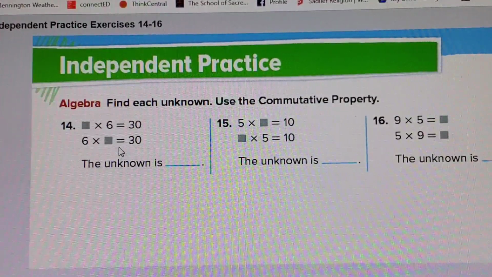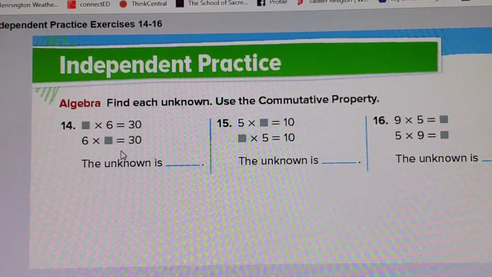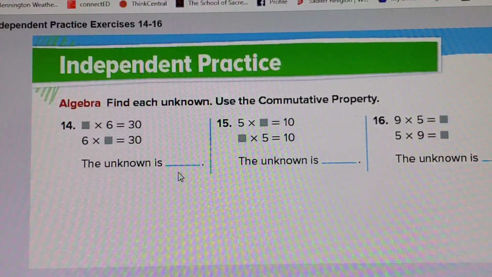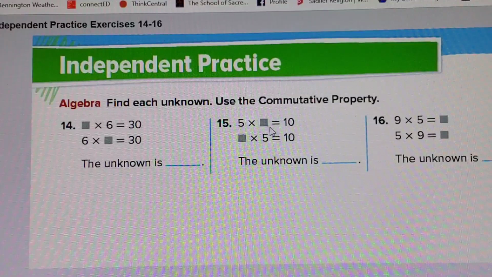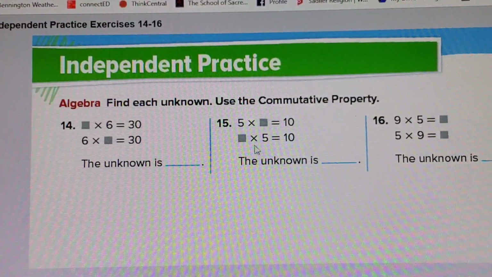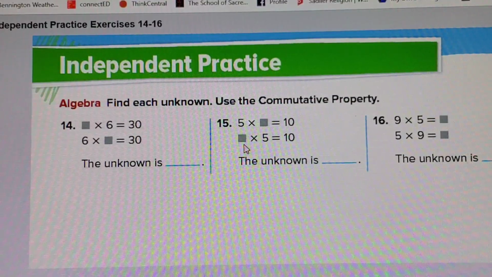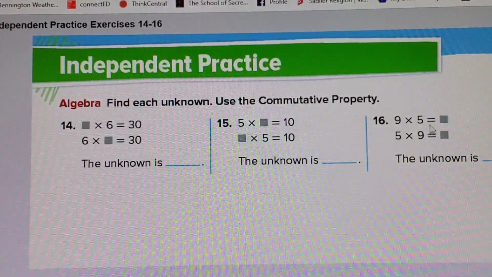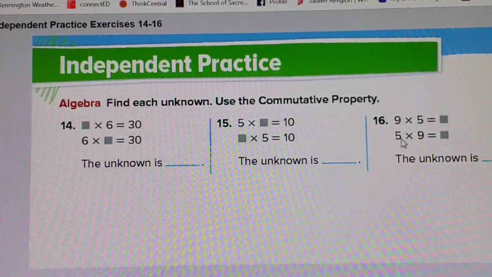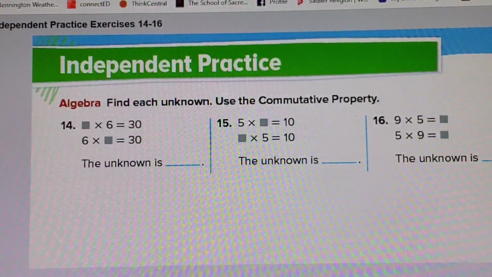Or I'll give you a hint. This lesson is called Multiply by 5. 5 times 6 equals 30. The unknown is 5. 5 times what will get you to 10? The unknown is, I know you're saying it, 2. Then 9 times 5, or 5 times 9, skip count. It's easier to count by 5s. Skip count and find the answer.